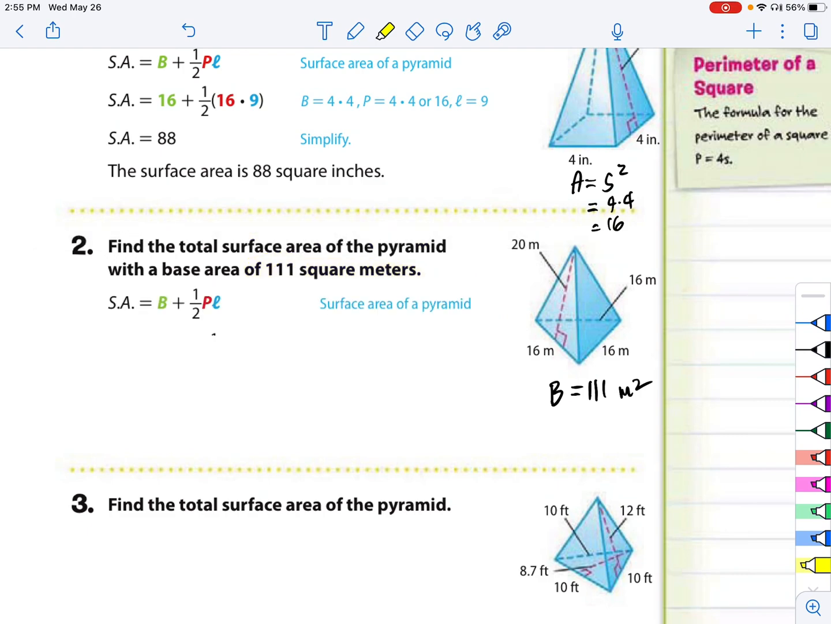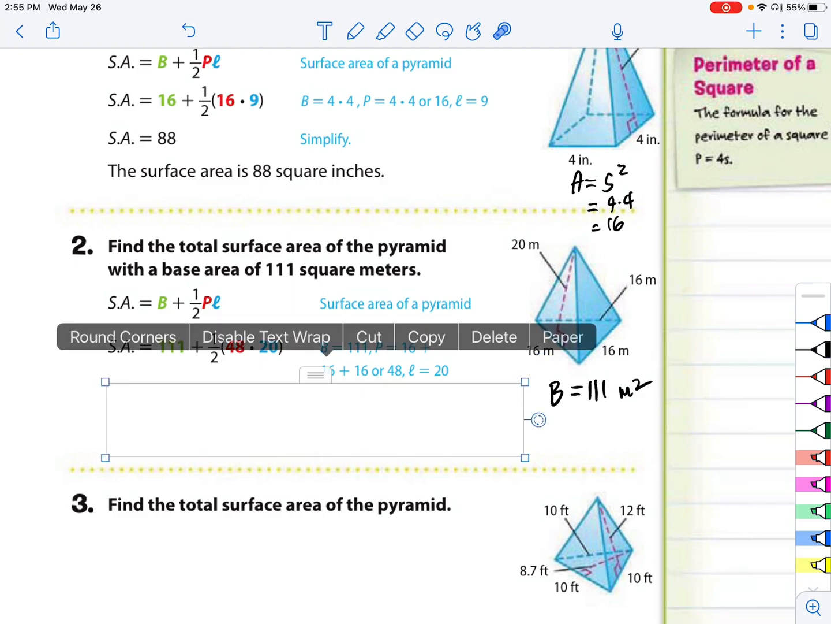Again, we go back to the formula, capital B plus 1/2 PL. We know what B is, so we substitute that. We know the perimeter is 48 because I add 16 plus 16 plus 16. Again, this is a regular pyramid because it has an equilateral triangle, a regular polygon, as the base. 48 will be our perimeter, 20 will be our slant height.